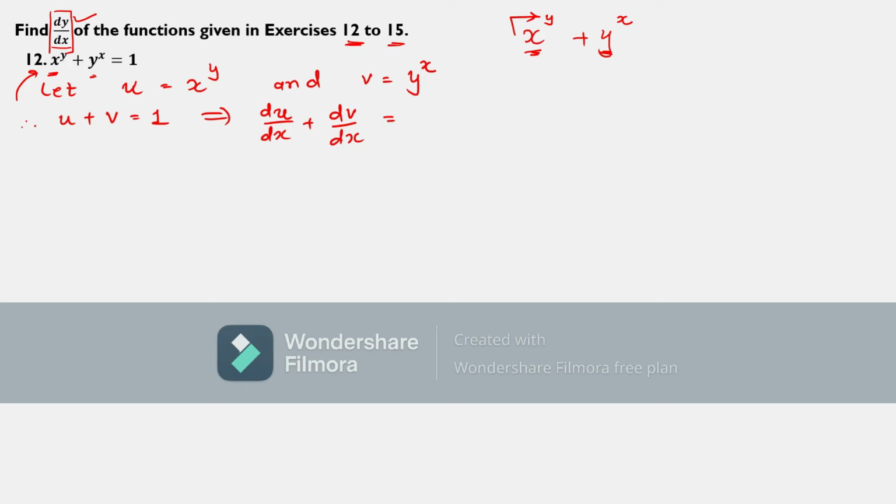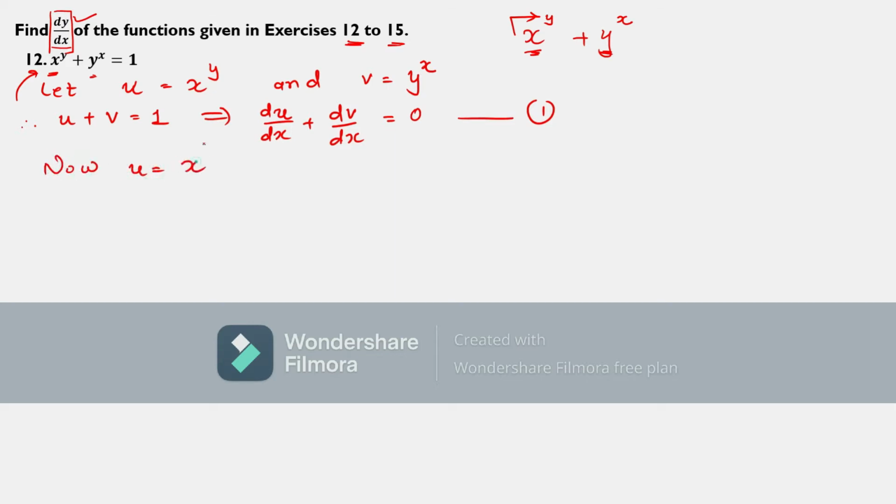That means differentiation of a constant with respect to x. Differentiation of a constant is 0 anyway. So let us call this equation number 1. My goal now is to differentiate u and v with respect to x. So let us start with u.